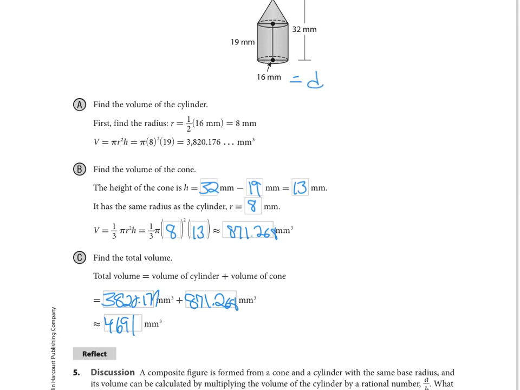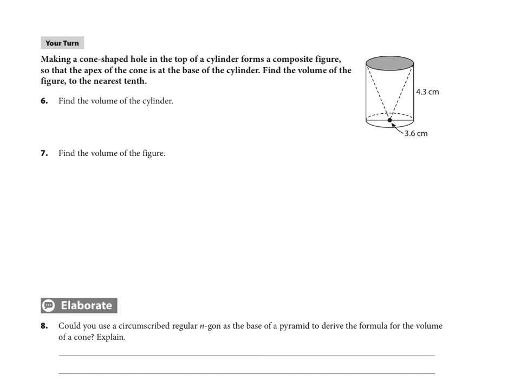Let's see what you guys can do with, on the next page, the your turn example. This time we are making a cone-shaped hole in the top of a cylinder. And so instead of adding the cone and the cylinder, we of course want to subtract the cone's volume from the cylinder for this type of composite. And we're going to go back and forth between putting shapes together and adding and subtracting. So it's good that you have experience with both of these.